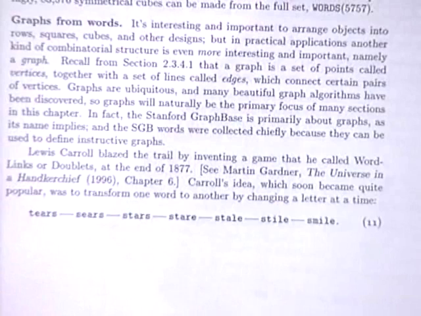Now, what does this have to do with graphs? Well, Lewis Carroll invented a game at the end of 1877 based on changing one word into another by changing one letter at a time. Do people know this? It's often called word ladders or laddergrams or something like that. So, for example, here's one of his examples. He changed tears into smiles. Tears, sears, stars, stare, stale, style, smile. Okay. So here we have a graph of 5,757 vertices. Two of them are adjacent if you only need to change one letter in the same position.